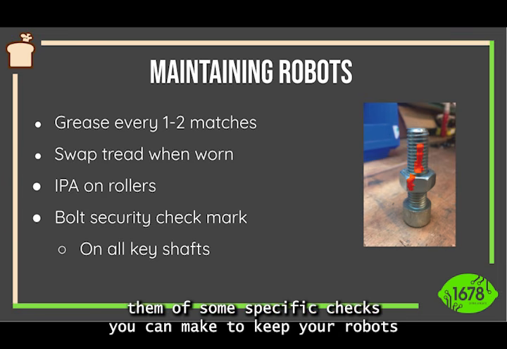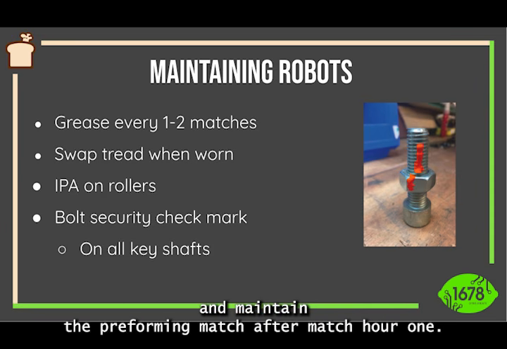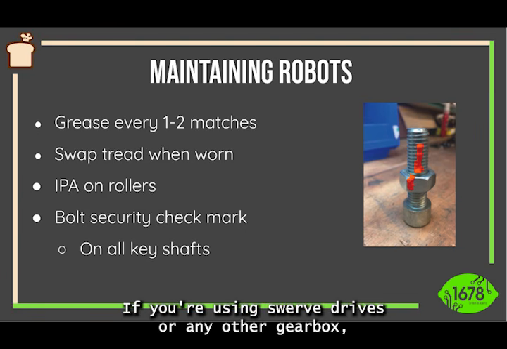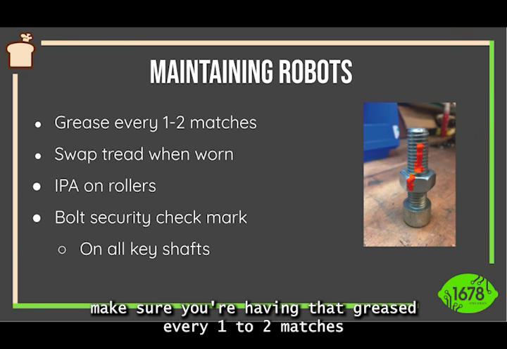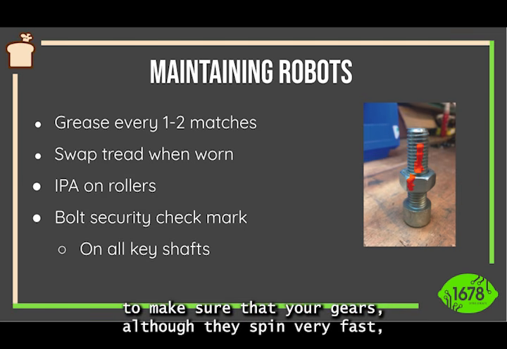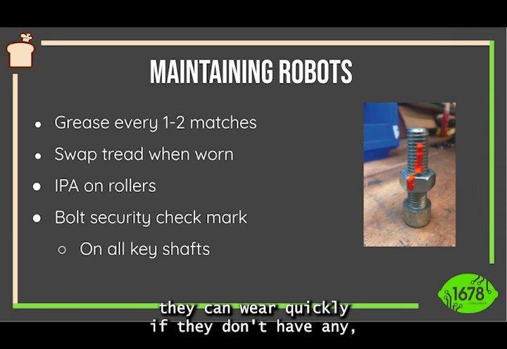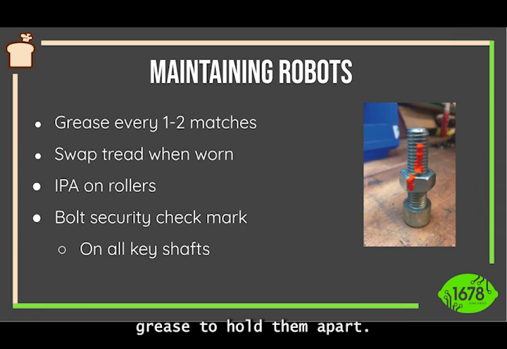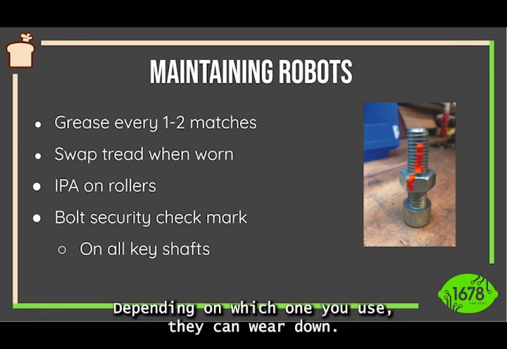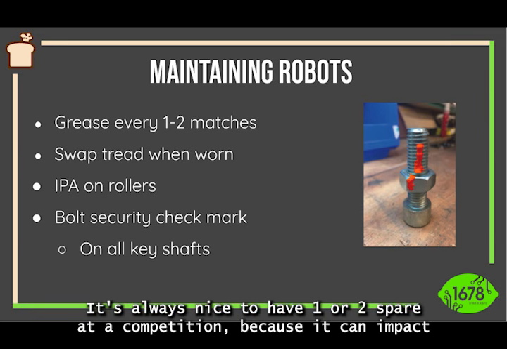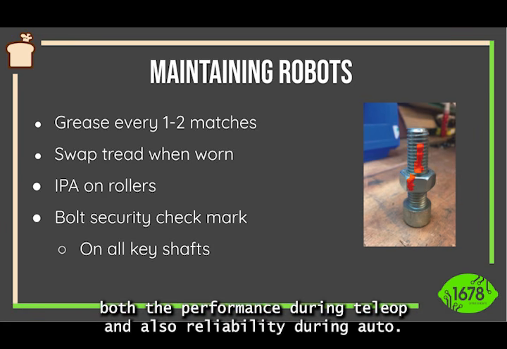A few specific checks you can make to keep your robots maintained and performing match after match are, one, if you're using swerve drives or any other gearbox, make sure you're having that greased every 1 to 2 matches. Although your gears spin very fast, they can wear quickly if they don't have any grease. Same goes for swapping tread. Depending on which one you use, they can wear down. It's always nice to have 1 or 2 spare at a competition because it can impact both performance during teleop and reliability during auto.